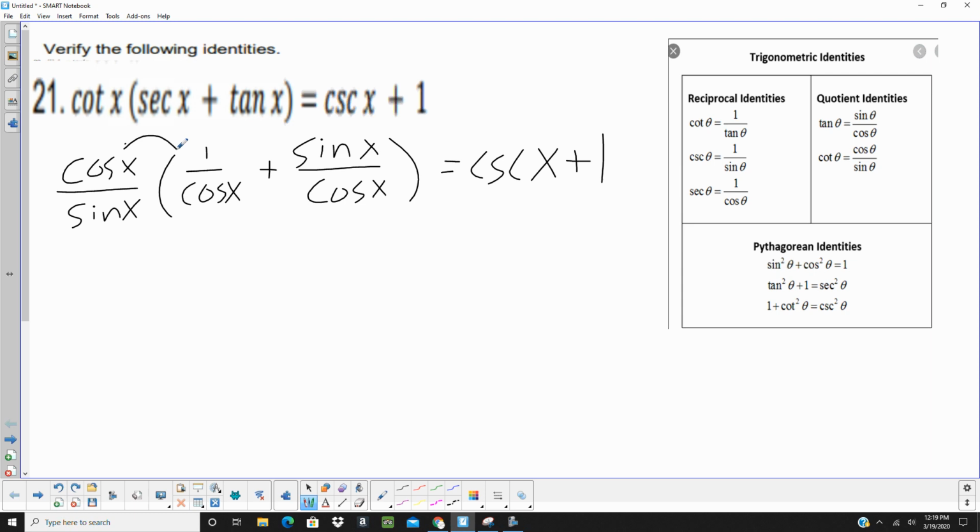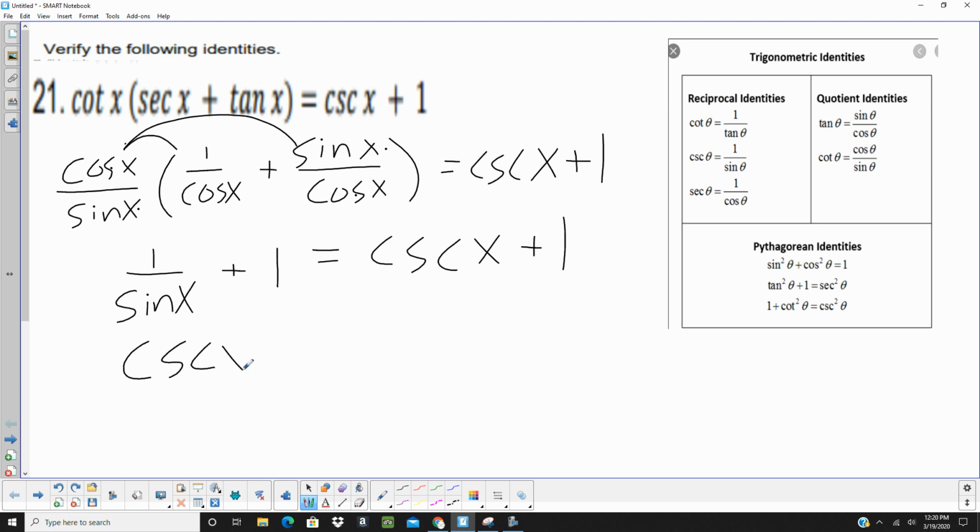But I think what I'm going to do is go ahead and distribute. And what happens is those cosines are going to cancel out, and I'm going to get 1 over sine x. And that's going to be plus 1 because the cosine, cosine, sine, sine are going to cancel. And 1 over sine is the same thing as cosecant. I just verified it. All right, enjoy.